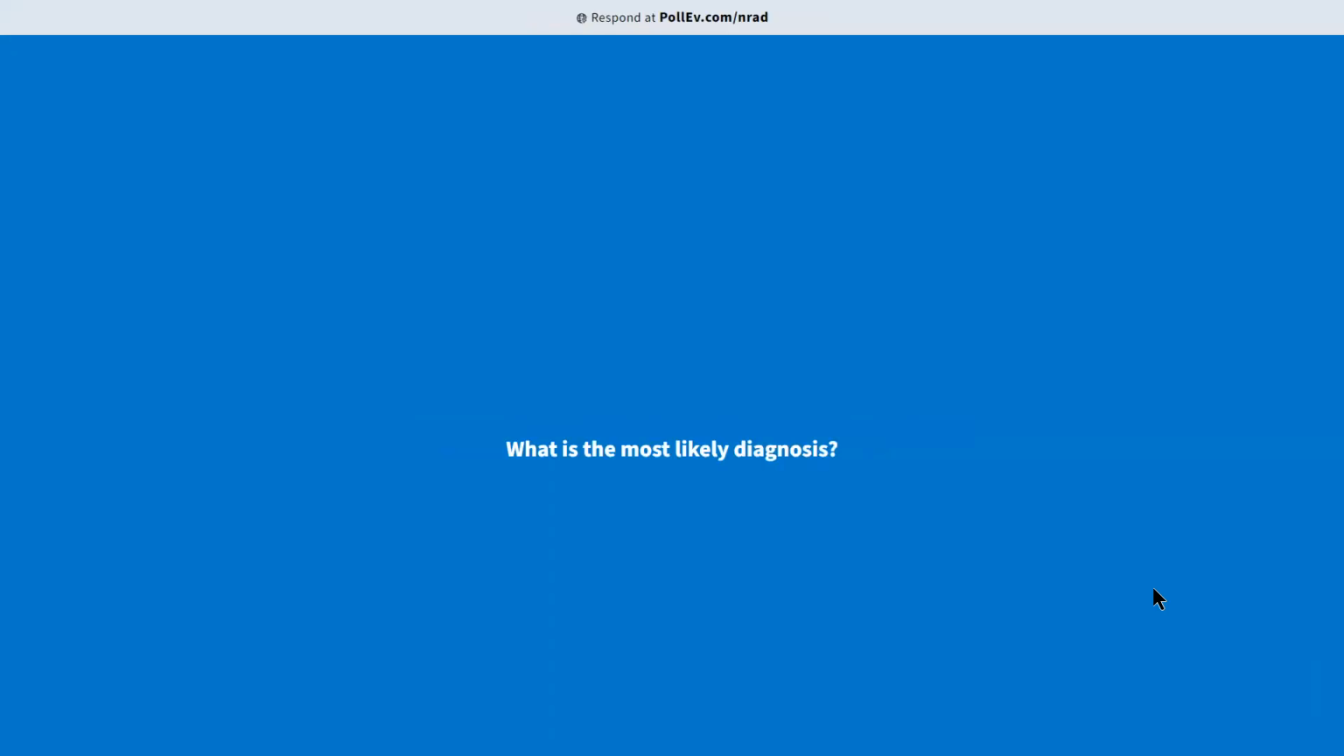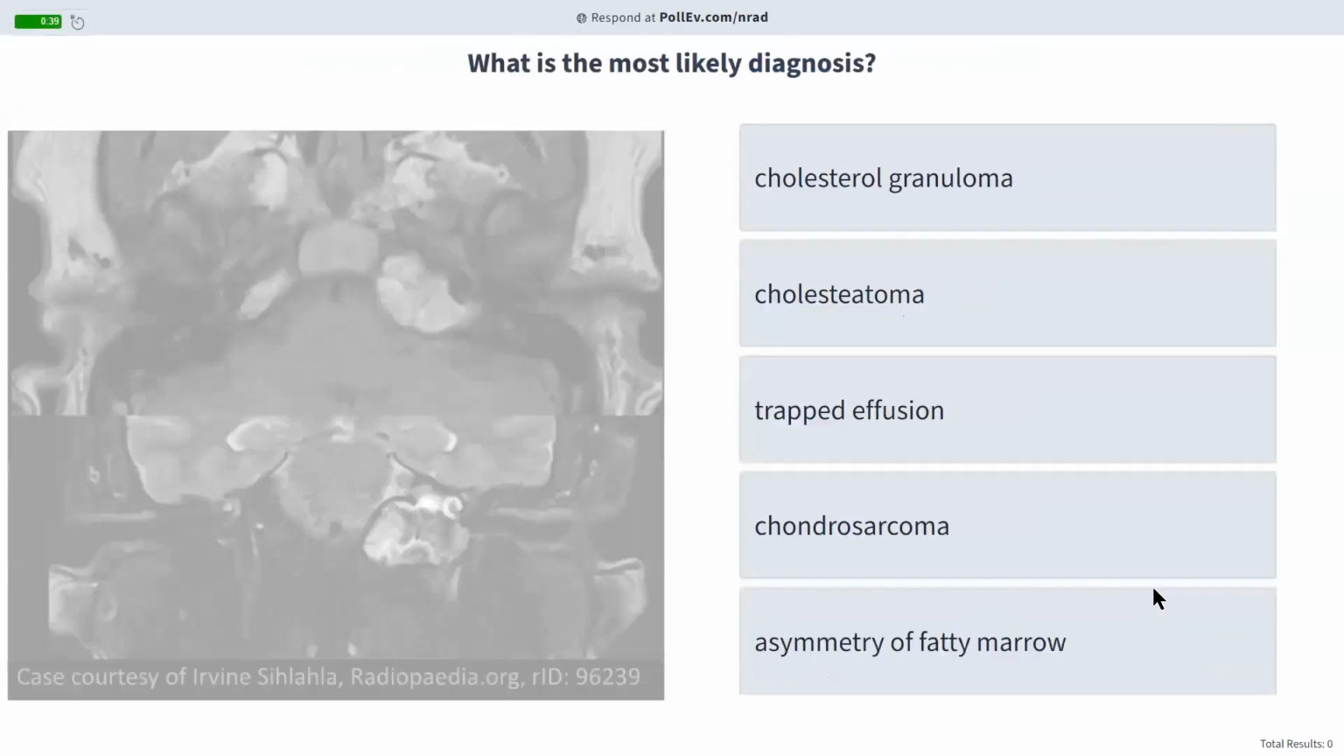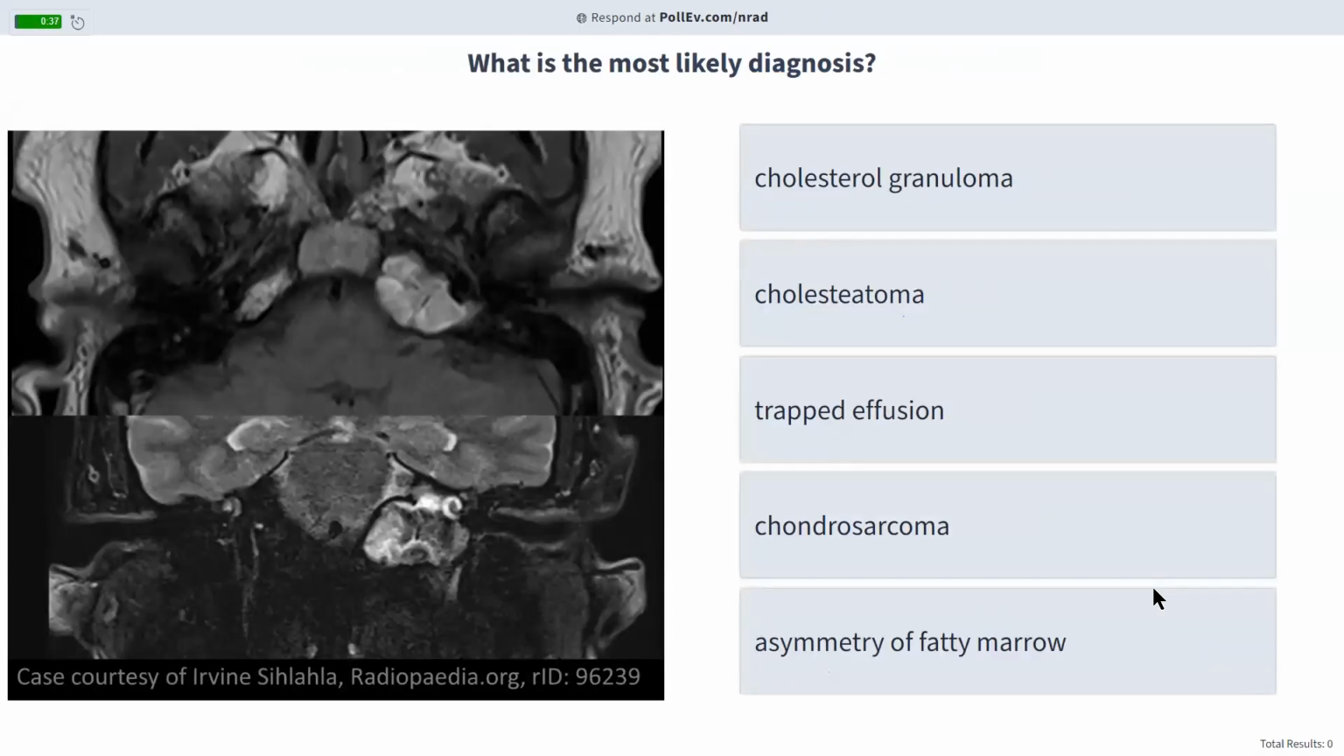All right, what is the most likely diagnosis? No clinical history provided here. This could even be an incidental diagnosis.